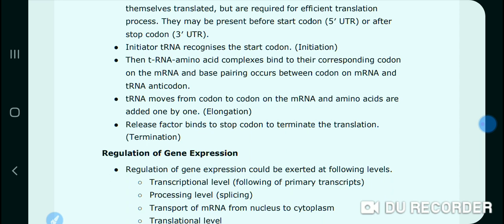You know that there is no transfer RNA for stop codon, and when the termination process starts, the polypeptide chain which is formed is removed from the ribosomes, and both the units of ribosomes are detached, and this is known as dissociation.